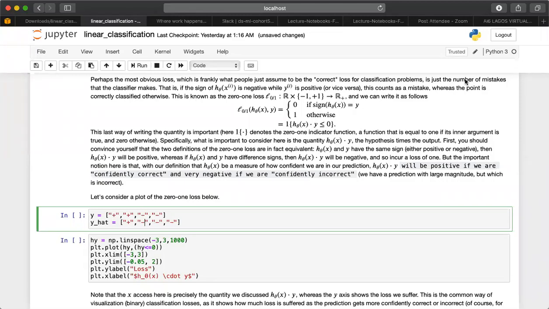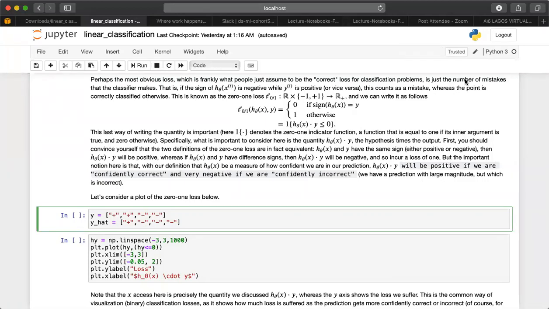Exactly. How about the second one? What is your loss? 1. Exactly. The third one, what is your loss? 0. And the fourth one? 0. Yeah, that's it. That's all what the mathematics is saying. Nothing apart from that.